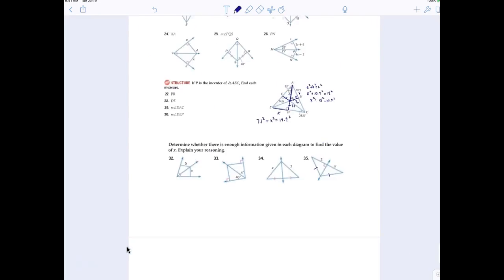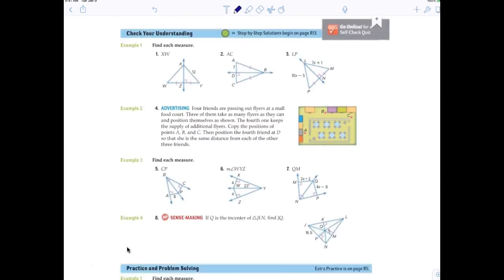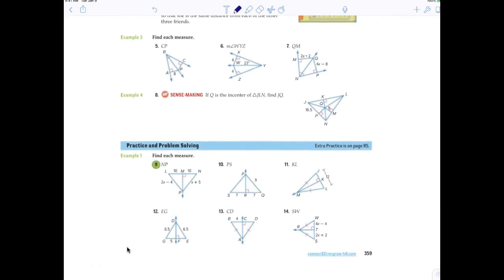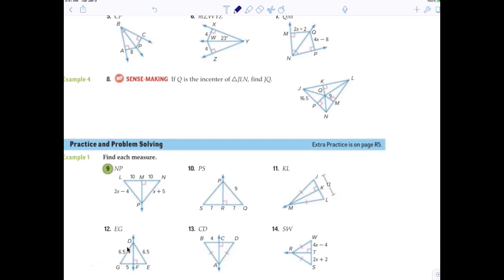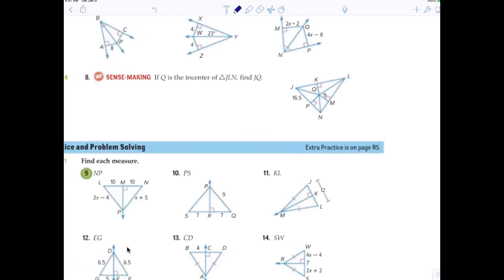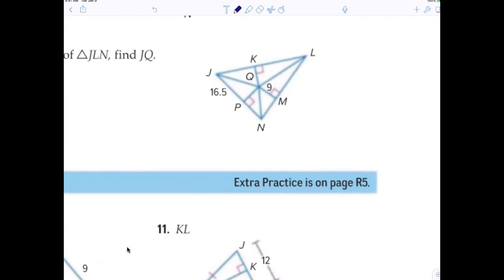Number 8. Here we go. Isn't that the Pythagorean theorem? If Q is the incenter, find JQ. So I'm trying to find this right here, right? You agree with that? Now, if it's the incenter, it's just telling me that these are all the same.